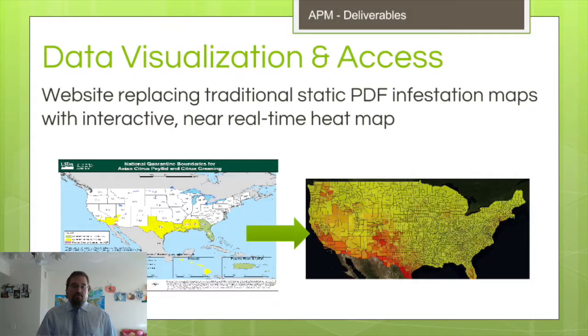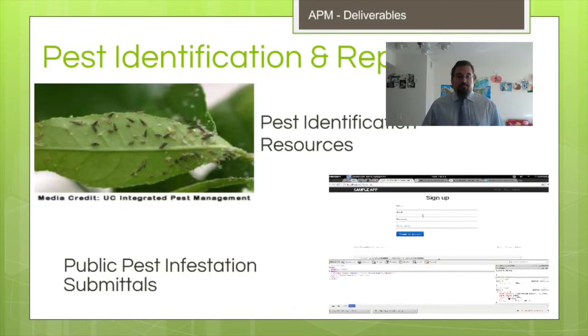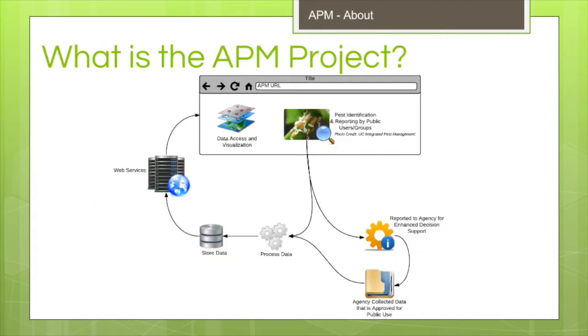Now, the APM will have a front end, which is a mobile web application, and this will house the two main deliverables. First is the data visualization, which will be in a series of maps. And then you will also have a component for pest identification and reporting. Once a pest has been identified and reported, that report will go to the agency, as well as be fed into the APM for visualization.